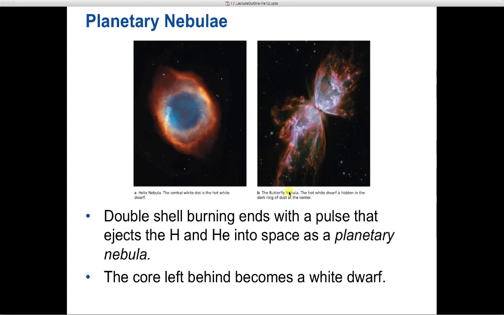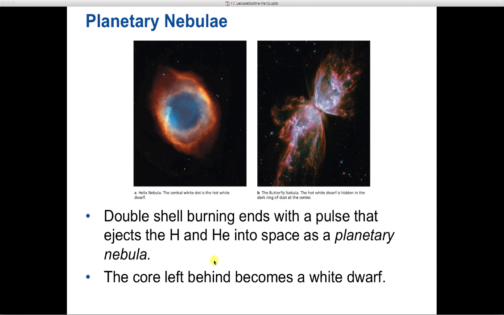So the double shell burning ends finally with a pulse that is so big, so violent. It's not like an explosion that happens with the massive stars, but it's a pretty big pulse that ultimately sheds the outer layers of the star into space. And what you're left with in the end, what's left behind, is just the core of the star, a carbon core, which is again a white dwarf, but it's a carbon white dwarf in this case.